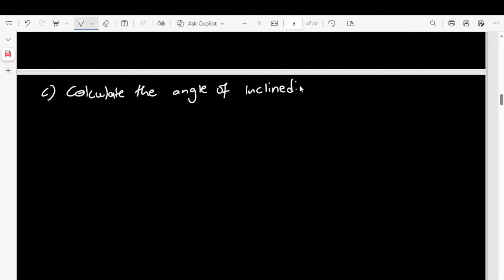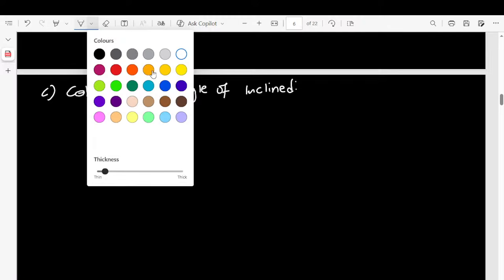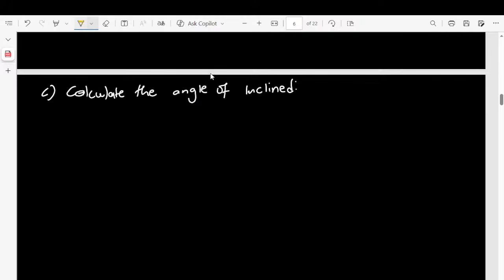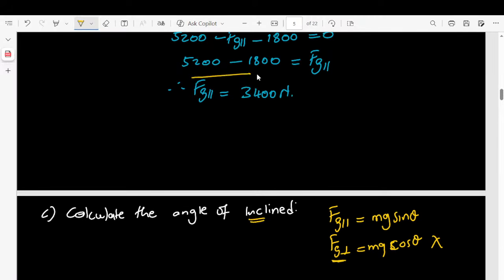So how do we calculate the angle of incline? Remember, I always say, let's study smart, guys. Read the question carefully. What is the question saying? Angle of incline. So when do we use the angle of incline? When we find the Fg parallel, which is mg sine theta. And when we find the Fg perpendicular, which is mg cos theta. But now, this won't work because we don't have the Fg perpendicular.